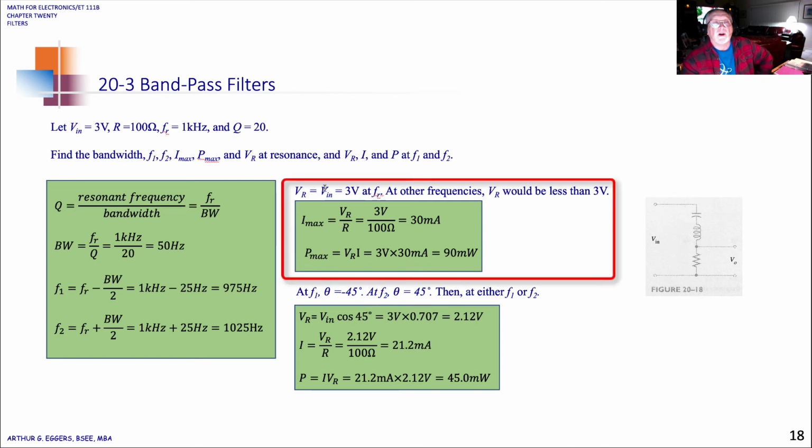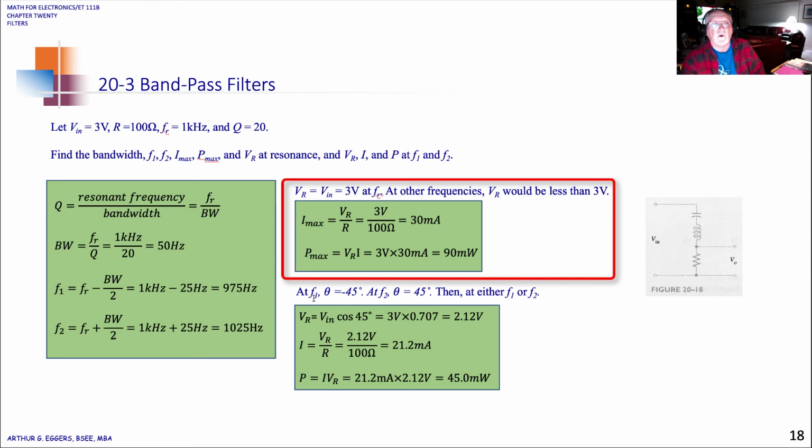So V sub R equals V in, 3 volts at the resonant frequency. At other frequencies, then V sub R would be less than 3 volts. So the maximum current then, V sub R over R, gives us 30 milliamps. The maximum power then, V sub R times I, gives us 90 milliwatts.